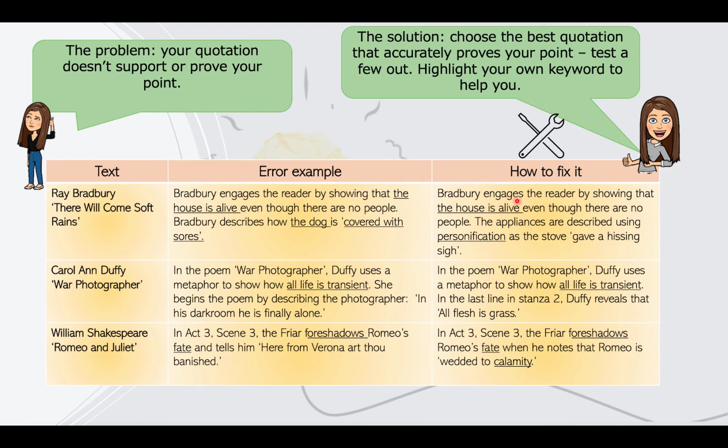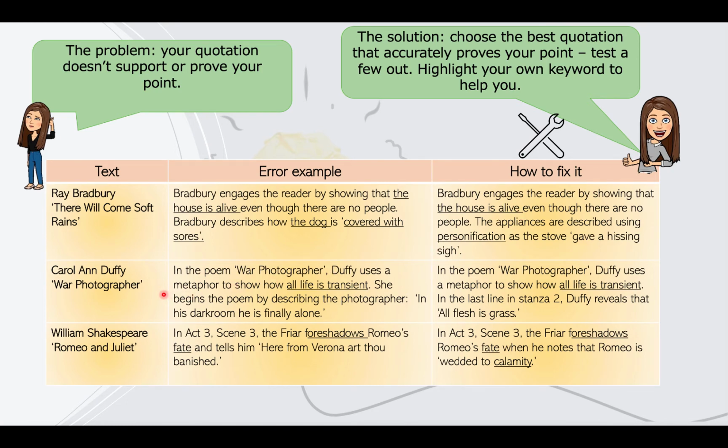Now to prove the second part of the point: yes, we have something that relates to the house, but we need something to show it's alive. So we've got this link to personification. We're now aware that we're going to show how something inanimate is alive or has features that we associate with human beings. And the quotation does accurately show that: gave a hissing sigh. As a sigh is something that only people can do, we do get this sense now that the house is alive.